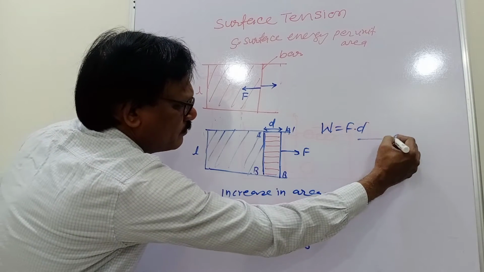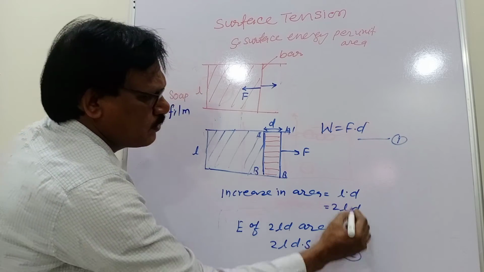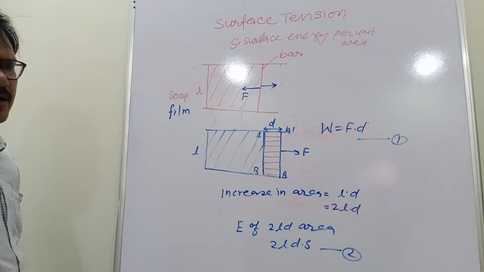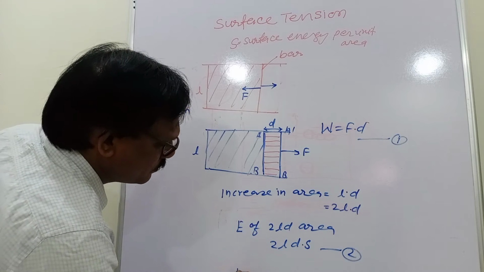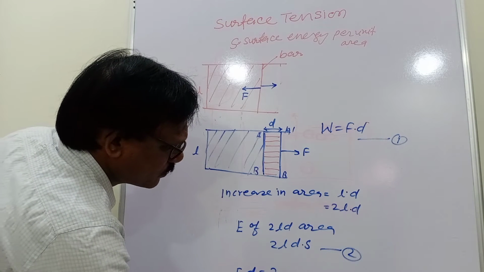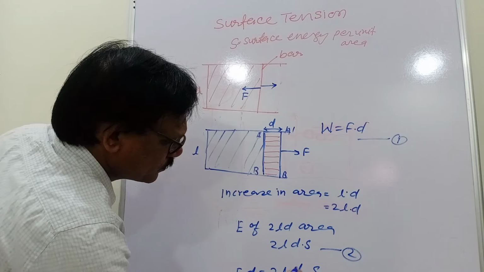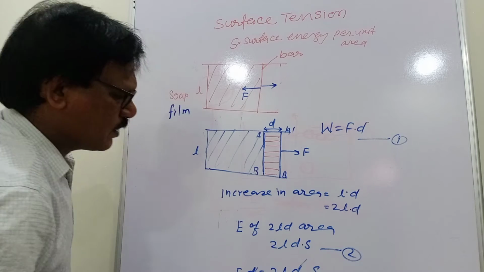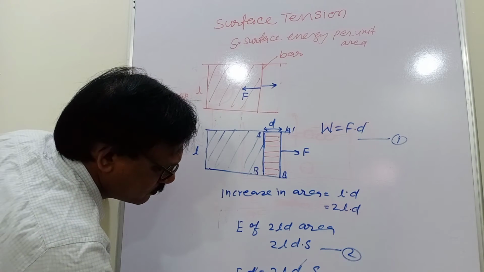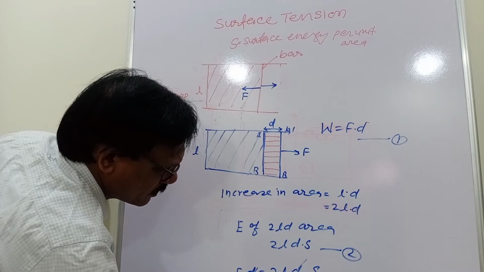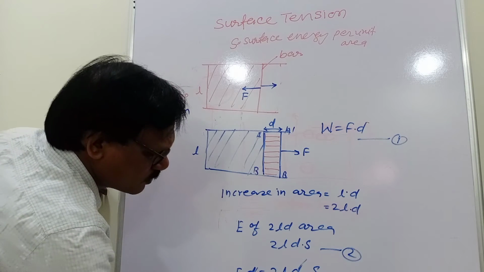This is equation 1, this is equation 2. So equate these from the conservation of energy: F into d equals 2L d S. The d cancels, so F upon 2L is the surface energy or surface tension.